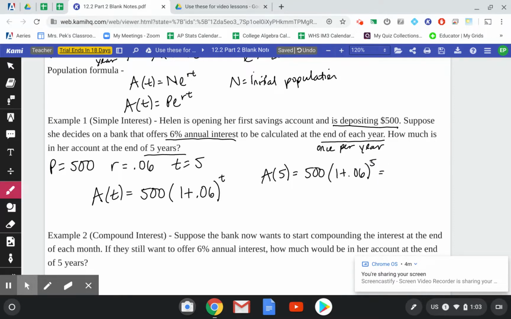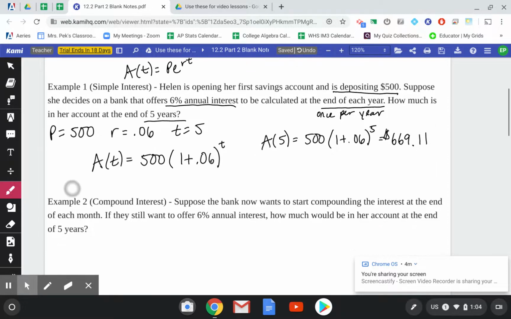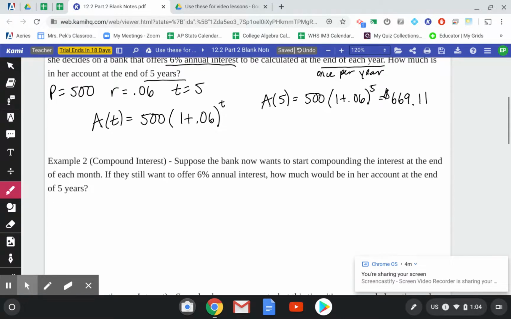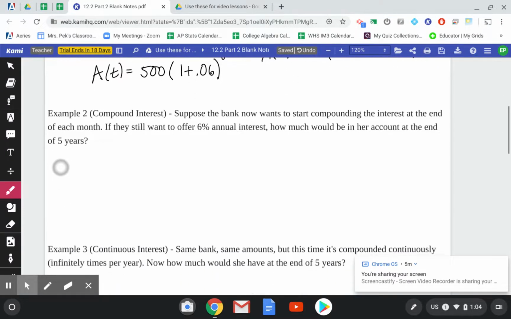And I want you to get your calculators, pause the video, see if you can type that in your calculator correctly. 500 times 1 plus 0.06 to the 5th power is $669.11. Don't forget your cents. Every penny counts.